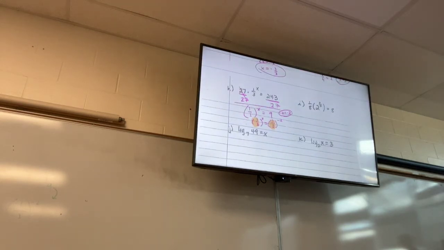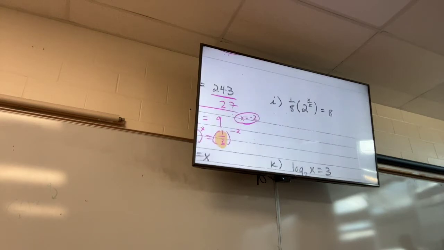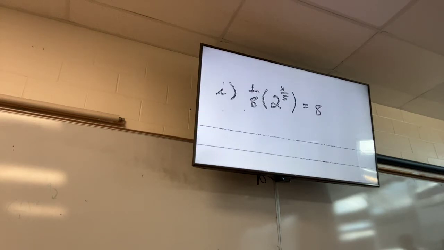Can I do this? So I get what by itself? Yeah, this part, the 2 to the x over 5. I do that by multiplying by 8 on both sides.